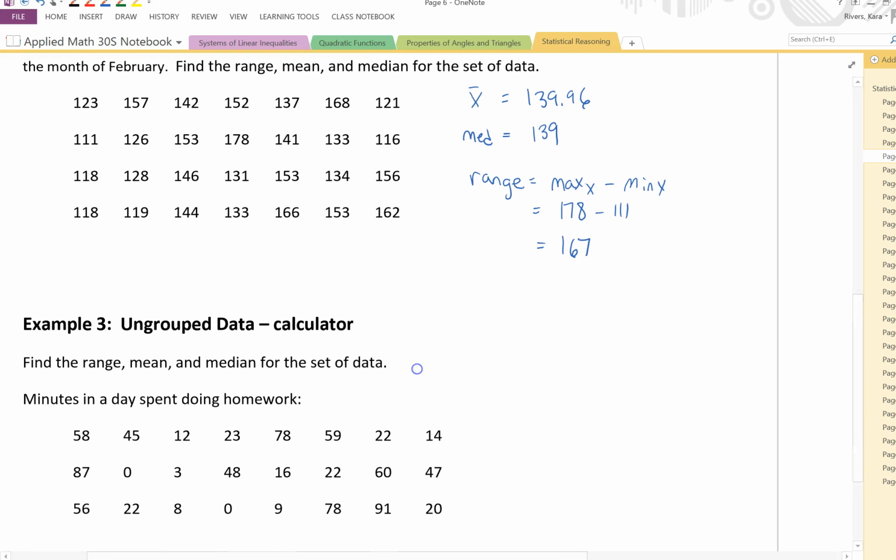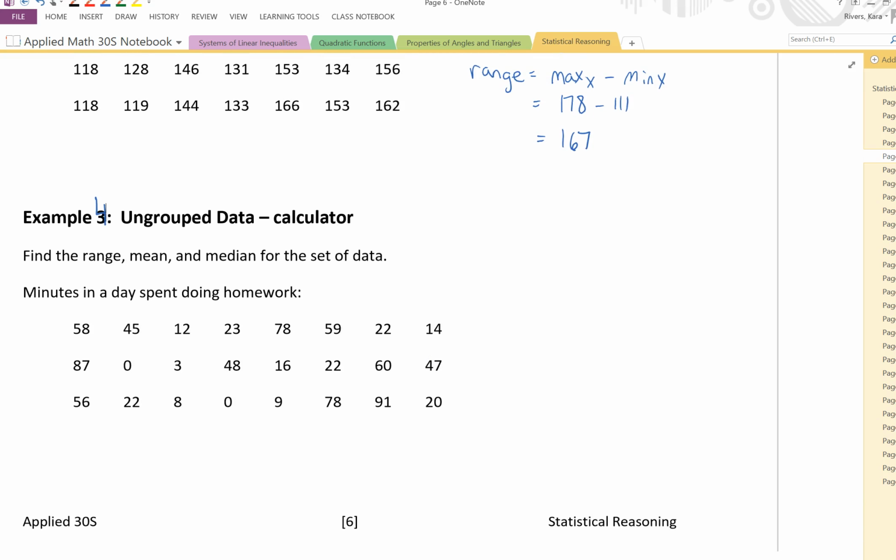All right, example 4. I'm going to ask you to do this on your own, okay? Same thing, put that into list 1, figure out the range, mean, and median for the set of data. The answers you should get are a mean of 36.58, a range of 91, and a median of 22.5.